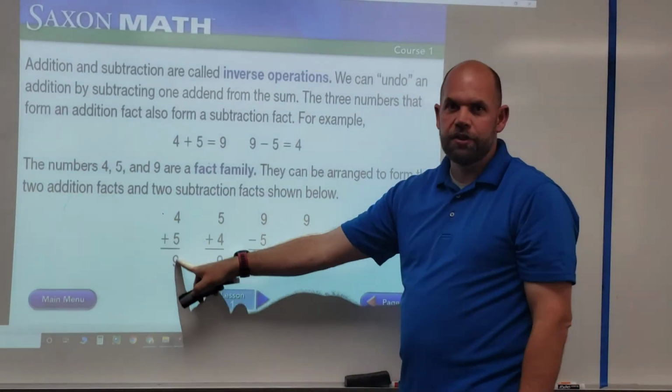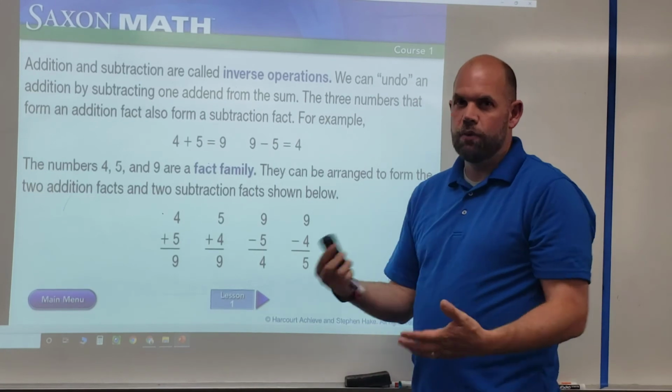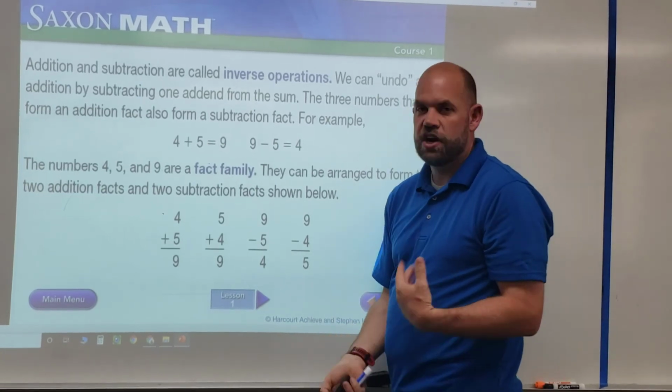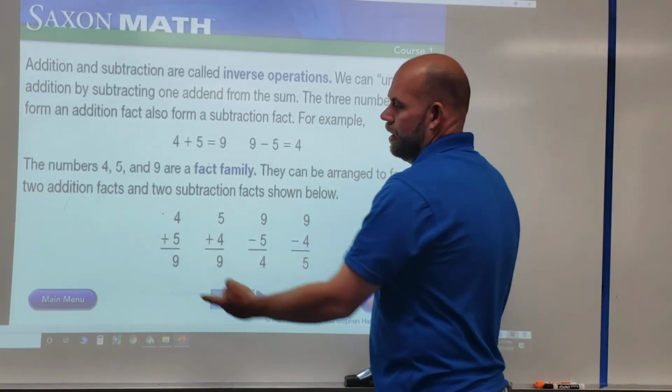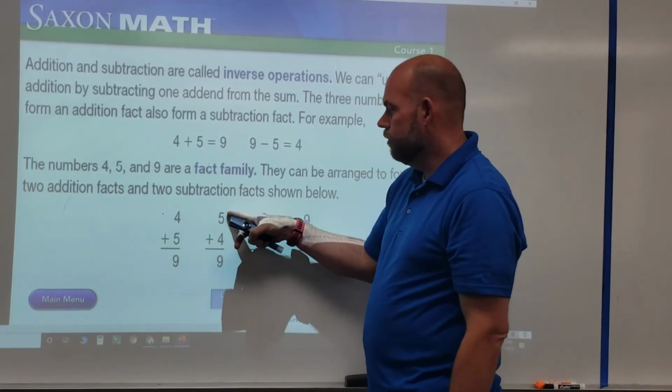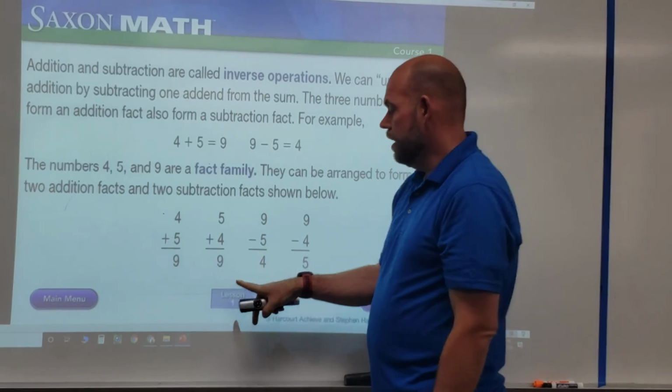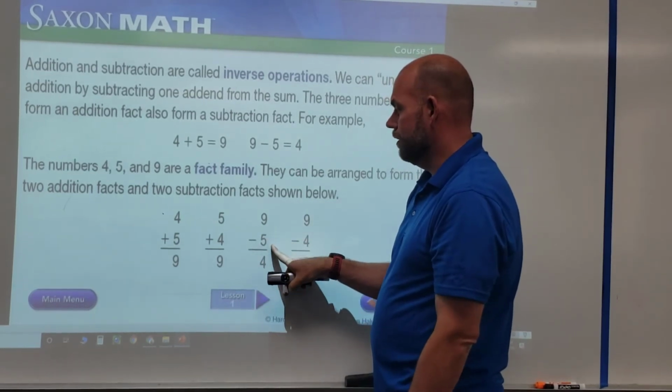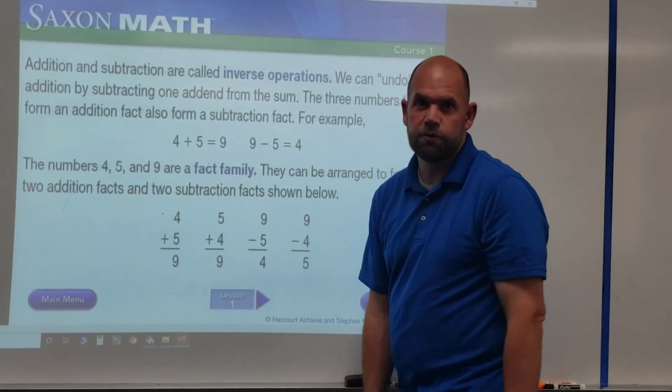All right, so we have a fact family here. This is taking all the numbers in that equation and rearranging them in different ways to check our work. So 4 plus 5 equals 9. But using addition, remember we can do it in any order. So 5 plus 4 also equals 9. Then to check our work, we can do 9 minus 5 equals 4, and 9 minus 4 equals 5.